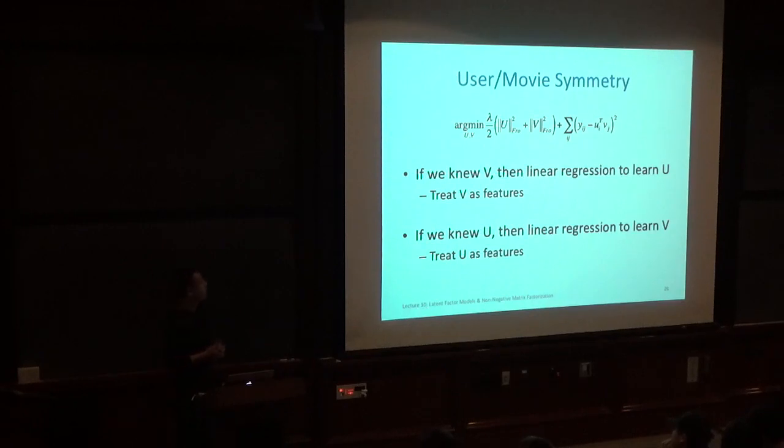OK, so I alluded to this before. I just want to touch on it again. There's a symmetry in this particular problem, right? We're doing linear regression, basically. If we hold V fixed, we're doing linear regression on U. If we hold U fixed, we're doing linear regression on V. We could treat either as the model and either as the feature in linear regression. And we're basically learning both simultaneously and taking a more symmetric interpretation of both.